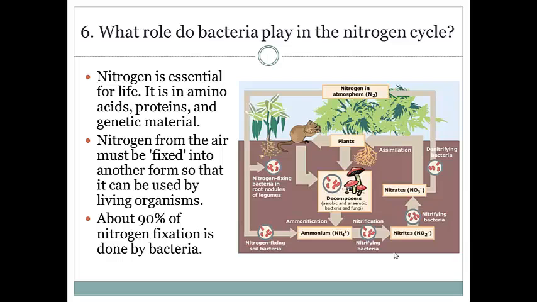So this process is called nitrogen fixation, and about 90% of it is done by bacteria in the soil. This is essential because without these bacteria, none of that nitrogen that's needed for amino acids and proteins would be available to any of these organisms. So the bacteria fix the nitrogen, and usually this is taken up by plants, which is then taken up by our primary consumers all the way up the food chain.